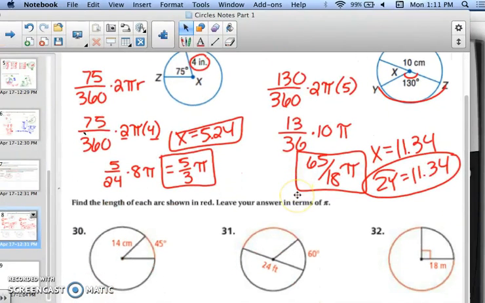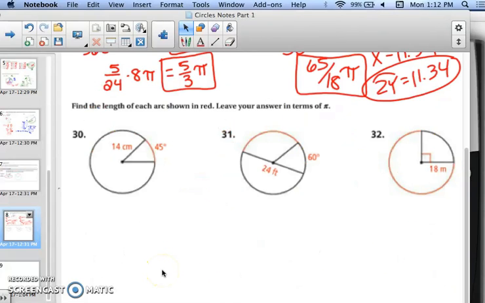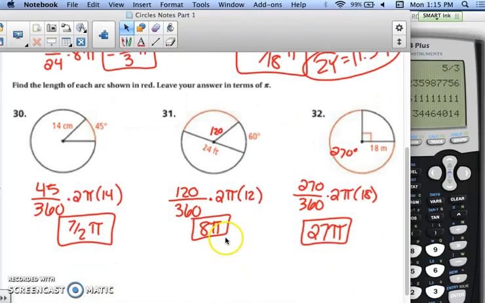Okay, why don't you try these 3 problems down here. Find the length of each measure in red, and then press pause and we will go over them. Alright, for number 30, you should have gotten 7 over 2 pi. 31 was 8 pi, and then 32 was 27 pi.